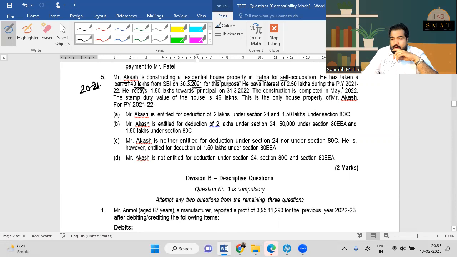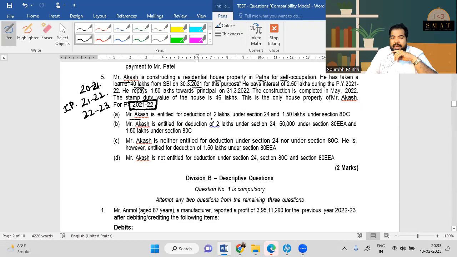He pays interest of 2.5 lakhs in that year. So he's paying interest in the year 21-22. He also repays some principal in this year only. So here he's paying interest and repaying principal also. The construction is completed in May 22, basically the next year. The stamp value of the house is 46 lakh. This is the only house property of Mr. Akash for the previous year 21-22.